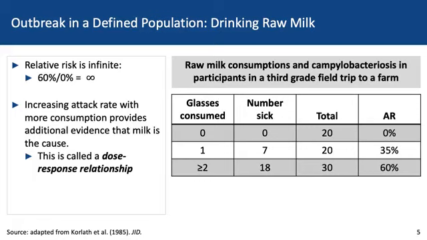We have another piece of evidence here that's often useful to look at, and that's a dose-response relationship. Here we see an increasing attack rate with increasing consumption of milk. People who had 0 glasses of milk had no cases. Of people who had 1 glass of milk, 35% were cases. And of people who had 2 glasses of milk, 60% were cases. This increasing dose-response relationship gives us further evidence that milk was the cause of the outbreak.